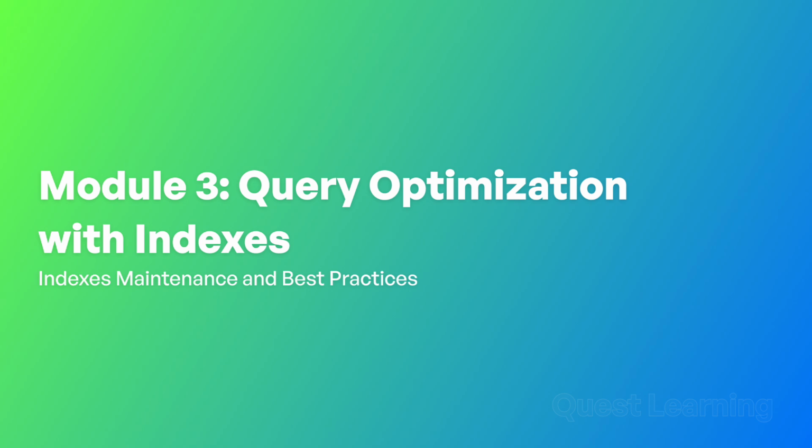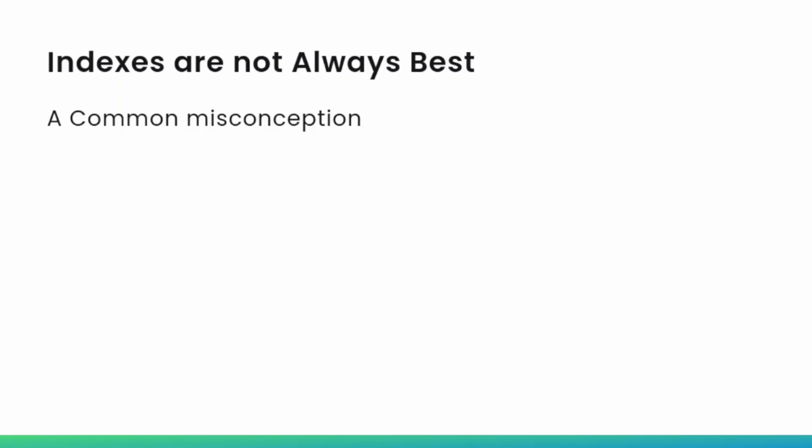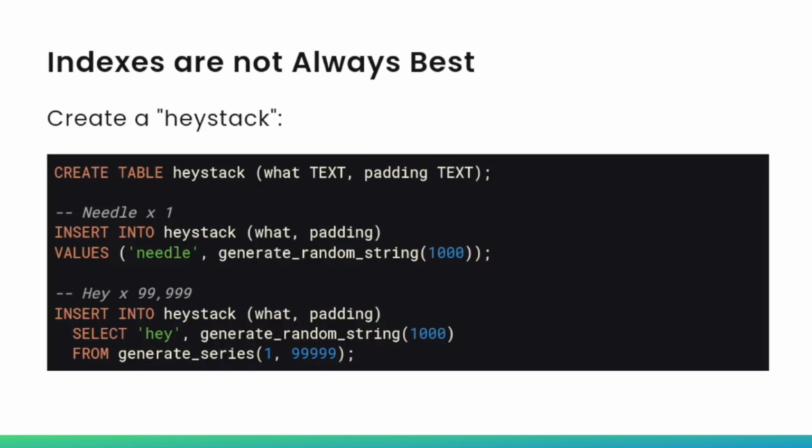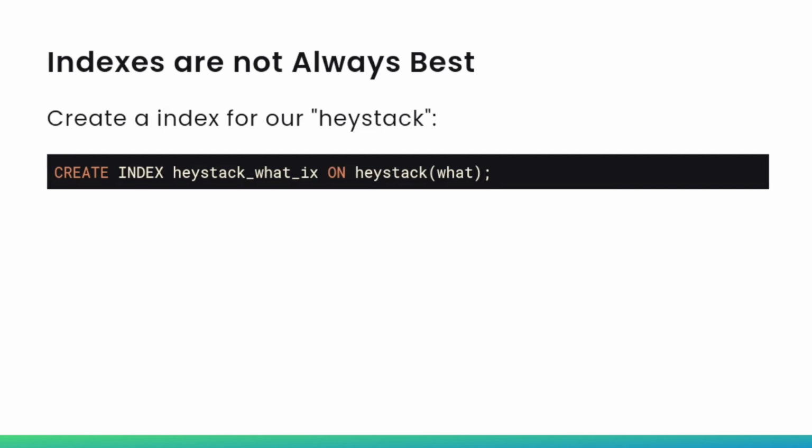So let's start. The first misconception that I want to bring up is that indexes are not always the best way to execute a query. There's a certain misconception that once you have an index, if the database decided not to use the index, the database must be wrong. So let's see an example. Let's create a table called haystack, okay? And into our haystack, we are going to insert one needle and 999 hays, okay? Now we create an index on our haystack, okay?